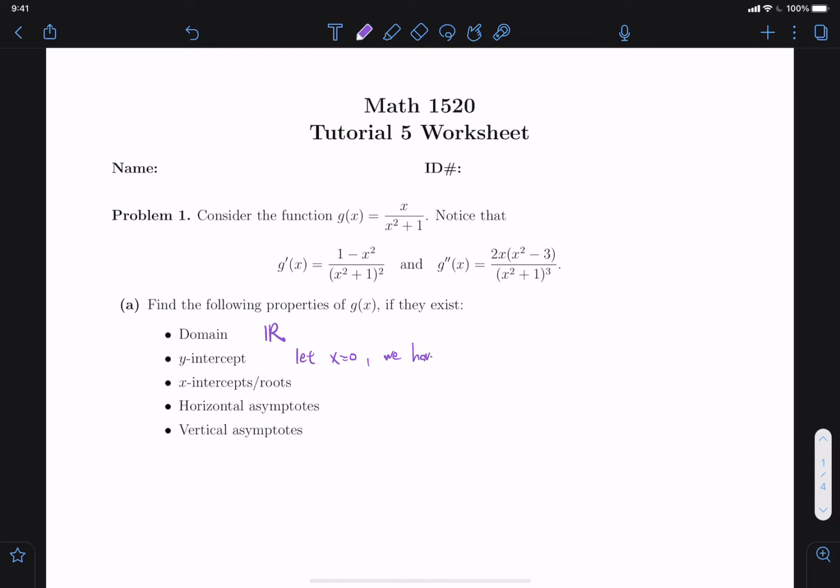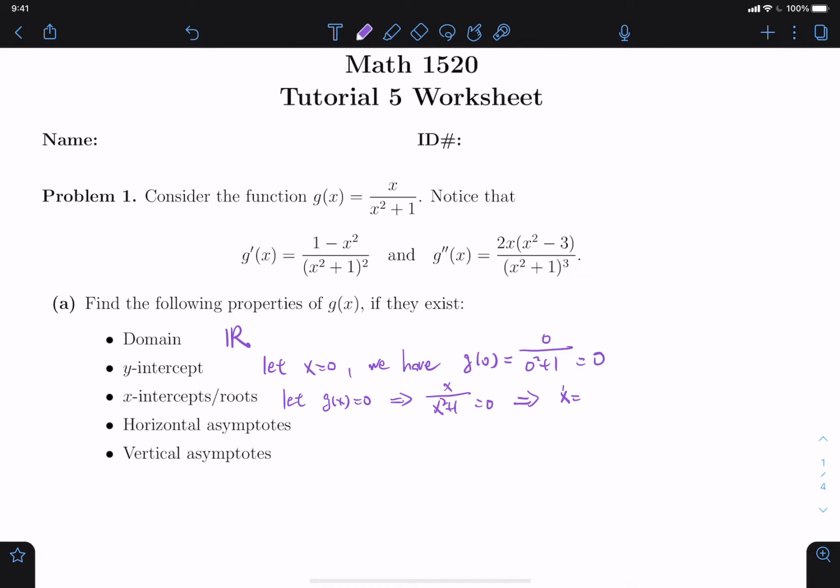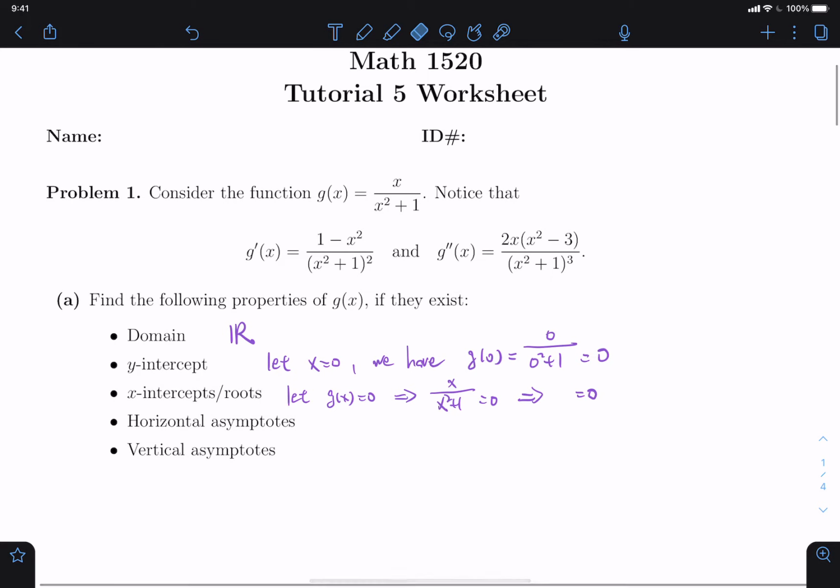We have g(0) equal to 0 over 0 squared plus 1, which is 0, right? So the y-intercept is 0. And the x-intercept is when y equals 0. So let y equal to 0. That is g(x) equal to 0, right? It implies that x divided by x squared plus 1 is equal to 0. And it means the numerator is equal to 0, so x is equal to 0. So you see that both the x-intercept and y-intercept are 0, which means the function passes through the origin.